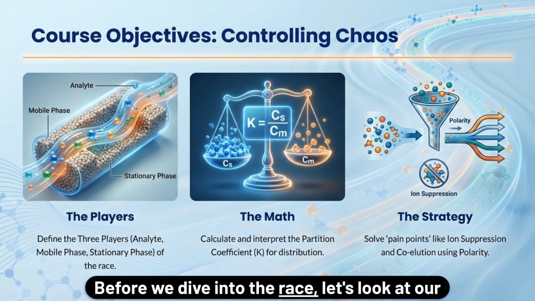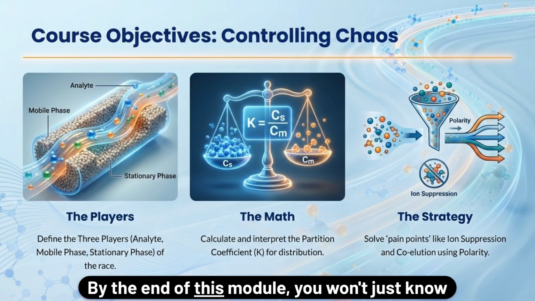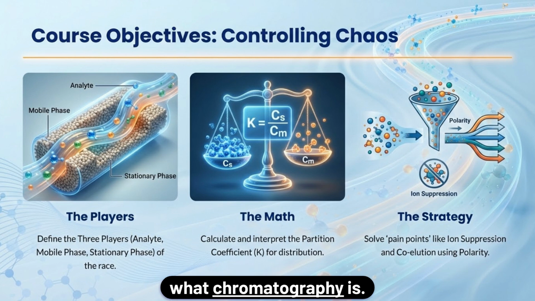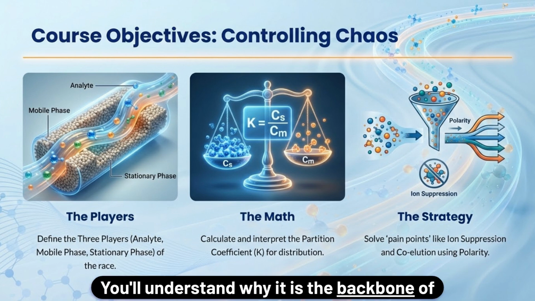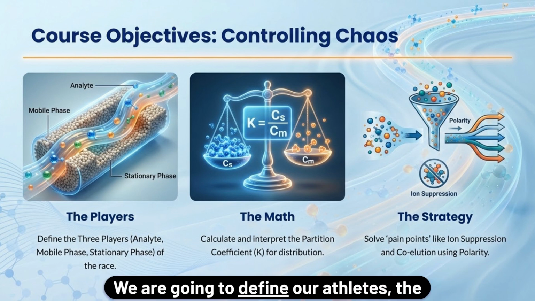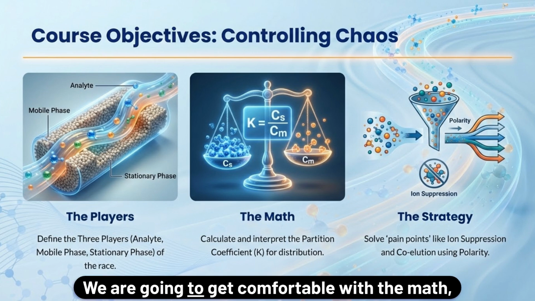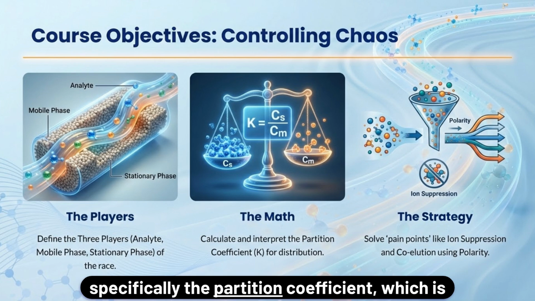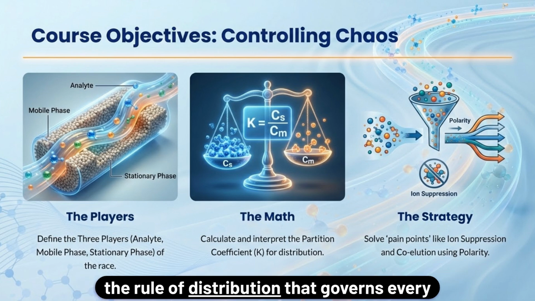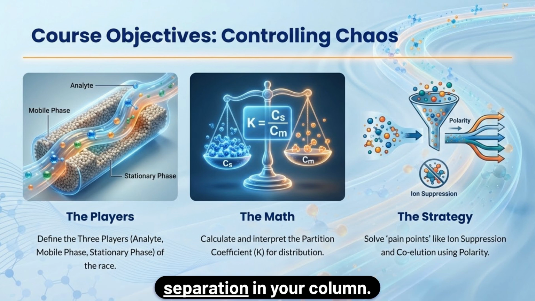Before we dive into the race, let's look at our map. By the end of this module, you won't just know what chromatography is. You'll understand why it is the backbone of mass spectrometry. We are going to define our athletes, the analytes, and the track they run on. We are going to get comfortable with the math, specifically the partition coefficient, which is the rule of distribution that governs every separation in your column.